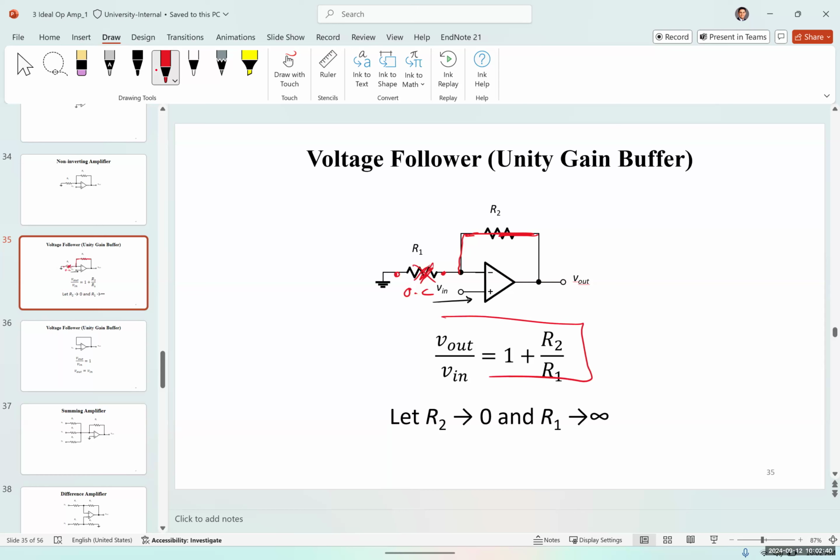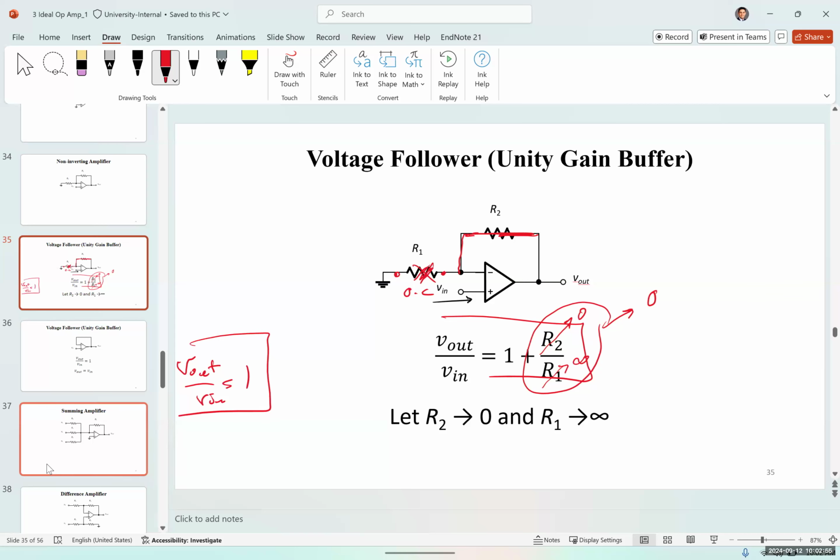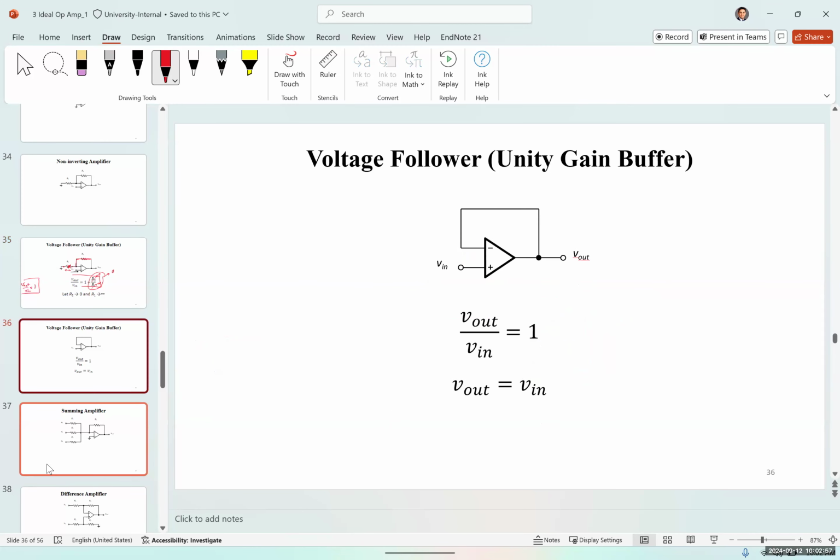In the equation for non-inverting amplifier, if I reduce R2 to 0 and R1 to infinite, what this total would be? 0, perfect. Therefore, V out over Vn would be equal to 1, which is called a unity amplifier, or a voltage follower simply. A voltage follower is used as a buffer.